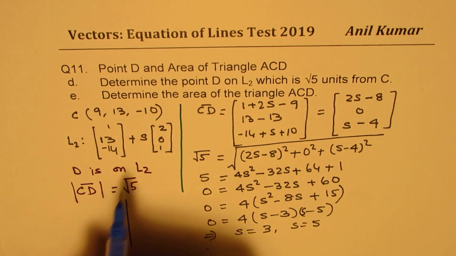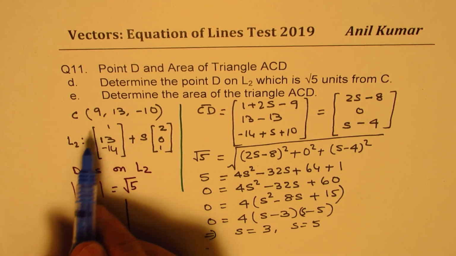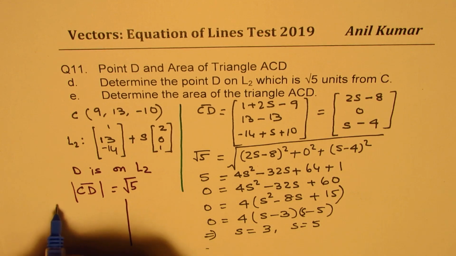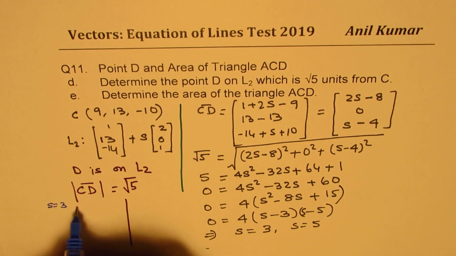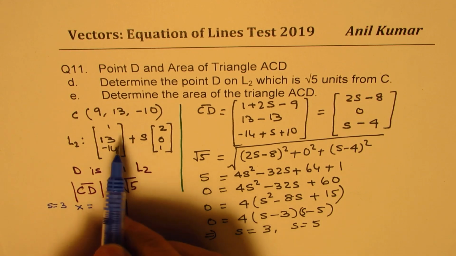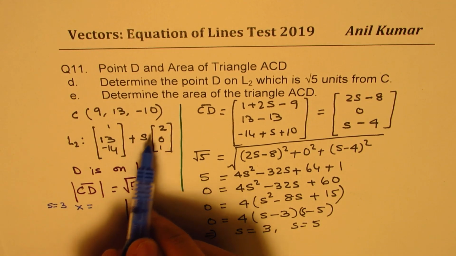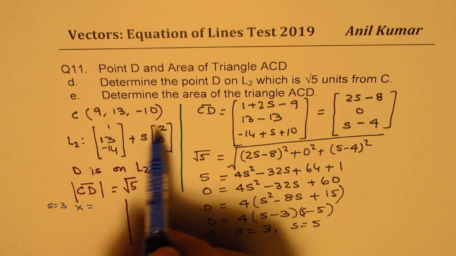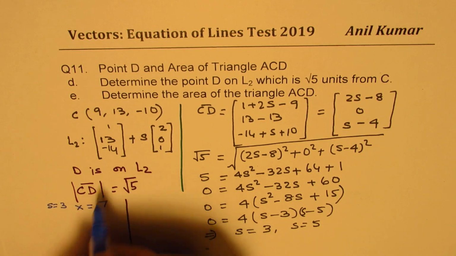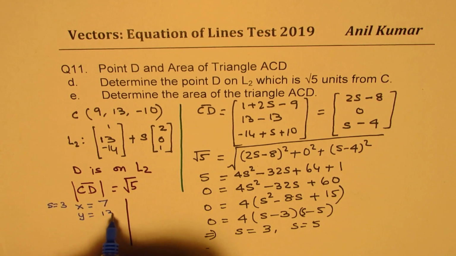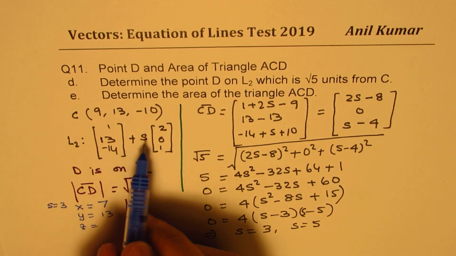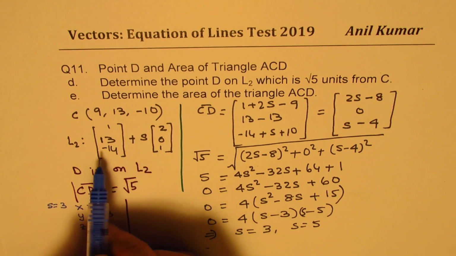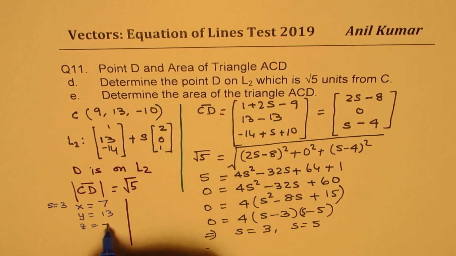So for s equals to 3, here, the point is on L2. So for s equals to 3, we have x value as equal to 1 plus 3 times 2, which is 6, right? So 6 plus 1 is 7, and y value is 13, and z value is taking away 14 and 3, which gives us minus 11, right? So that is one value.